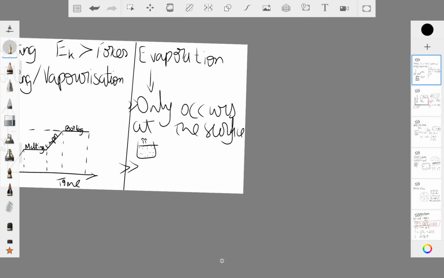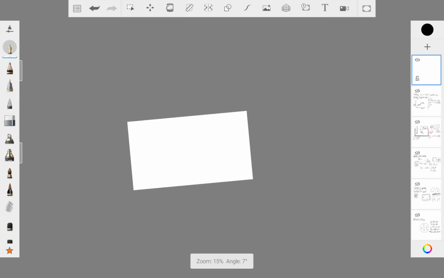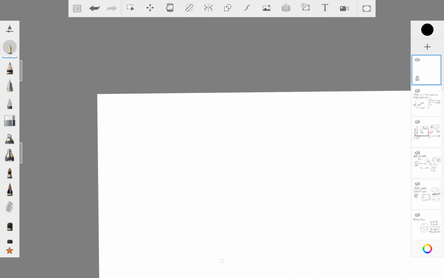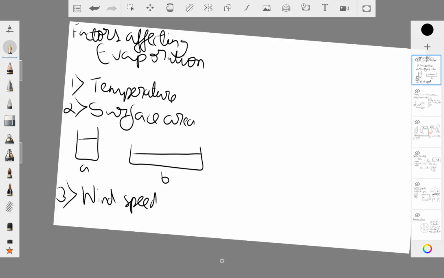The next thing that we need to consider is the factors that affect the rate of evaporation. Some of the factors that the IGCSE syllabus requires you to know, especially if you're doing the extended or supplement version, are number one, temperature. An increase in temperature increases the rate of evaporation. I think as of now that's pretty self-explanatory, and the logic behind why should be understood by everyone.